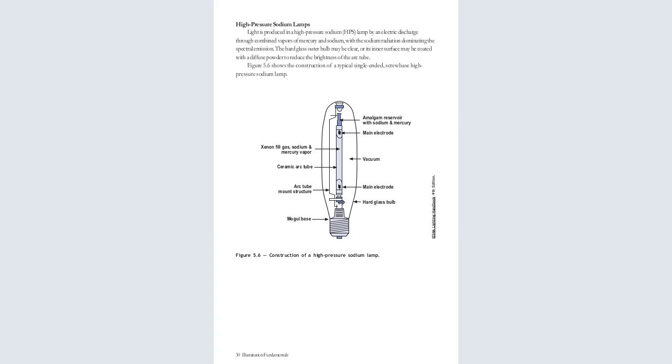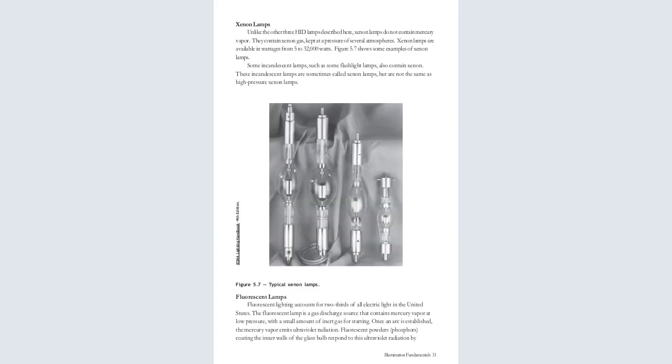Now we have already talked about the high pressure sodium lamps. Light is produced in a high pressure sodium lamp by an electric discharge through combined vapors of mercury and sodium, with the sodium radiation dominating the spectral emission. The hard glass outer bulb may be clear, or its inner surface may be coated with a diffuse powder to reduce the brightness of the arc tube. So that one, I think, is clear.